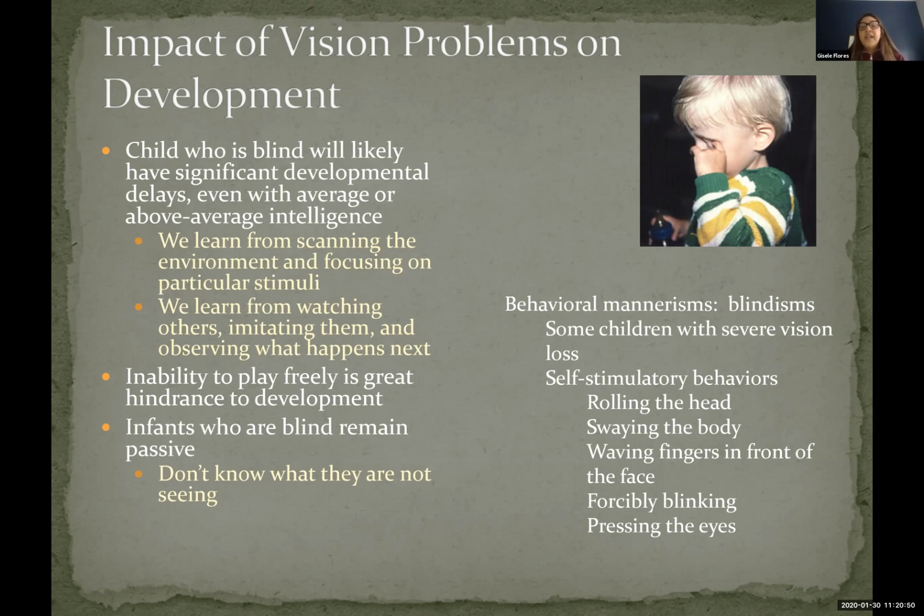These are what are called blindisms. So children who are blind, they tend to have very similar behaviors and mannerisms as they're interacting in their environment. So some of the self-stimulatory behavior is rolling the head, and a lot of times they're trying to gain balance because they feel so off balance, because they don't have their vision to support their vestibular system. A swaying of their body, so even if they're standing talking to you, they're still swaying because they're trying to get control of where they are in space.